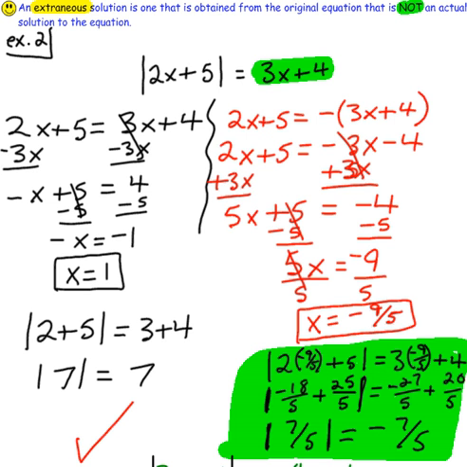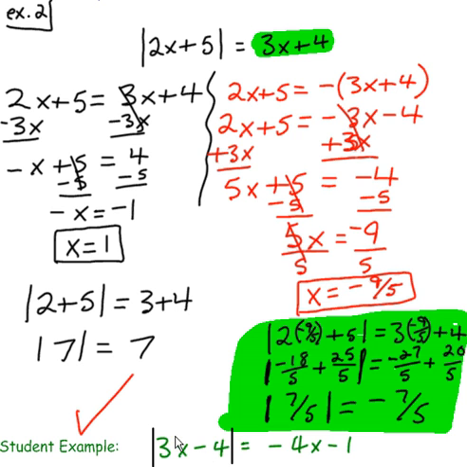Let me let you try one. Down here at the bottom, you've got the absolute value of 3x minus 4 is equal to the negative 4x minus 1.